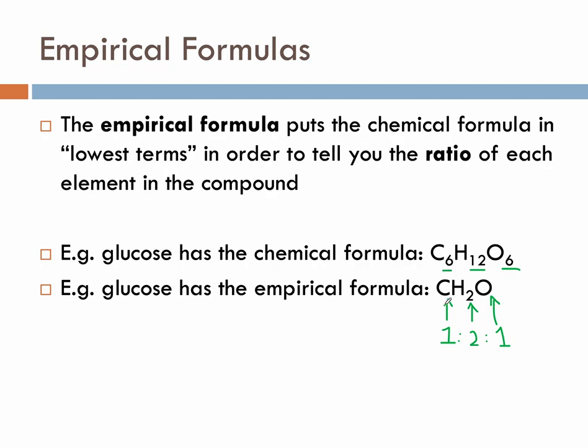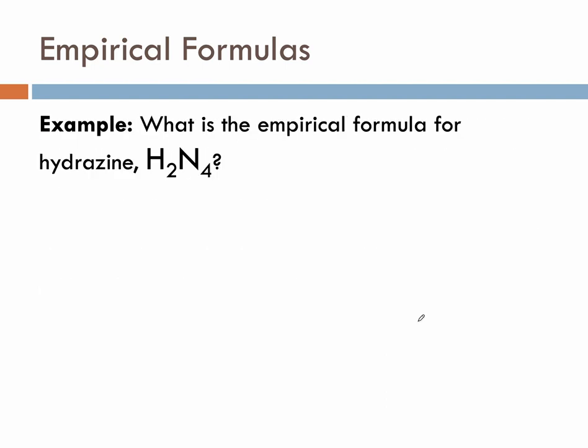There's not really 1 carbon in glucose, right? There are 6 carbons in glucose. The chemical formula is the real deal. That tells you how many of each element there really are in the molecule. But the empirical formula tells you the ratios of one element to the next, which can also be really useful, especially when you're thinking about things like percent composition. So let's do a few examples.